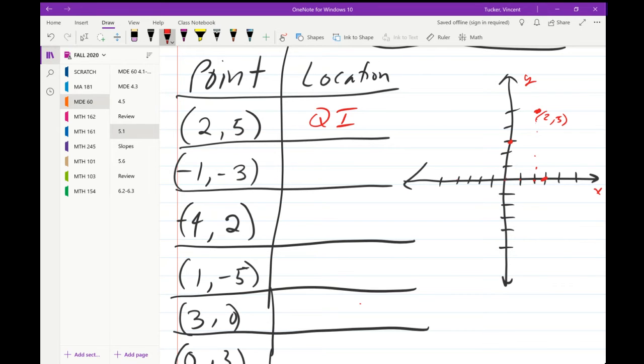Second point, (-1, -3). Start at my origin, I go to the left 1, down 3. That puts me in quadrant 2. (-4, 2). I go to the left 4, up 2.